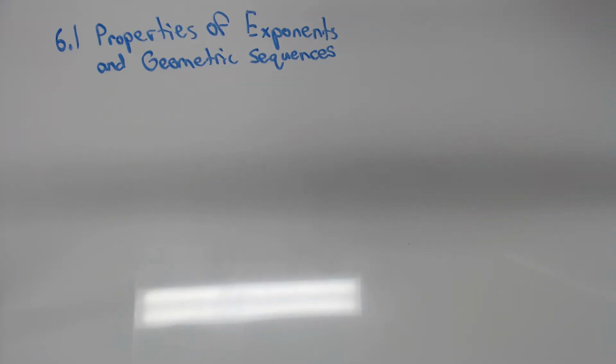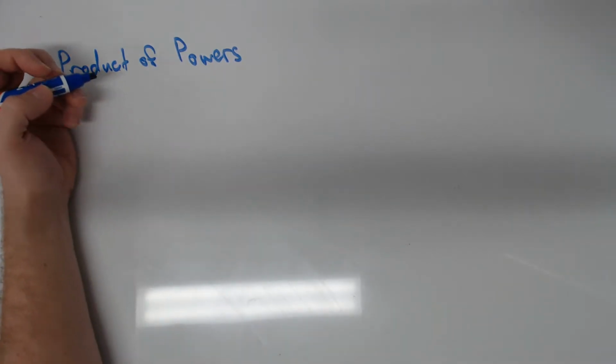Chapter 6.1 is going to be about properties of exponents. Exponents have some fancy things that happen when you multiply the bases together, so that's kind of what we're going to take a look at. The first property is product of powers.